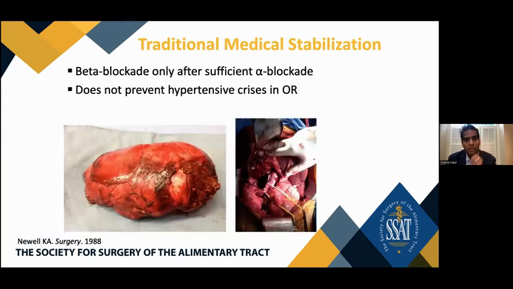And if you do this, beta blockade is really not needed, and only given after you have sufficient alpha blockade, and that doesn't prevent any hypertensive crises in the OR. What keeps their heart rates down as you titrate them up is having them stay hydrated and increasing salt intake. This is just a picture of a pheo that was invading into the IVC. And so these patients will be symptomatic, as you can imagine, when they're larger or more invasive.